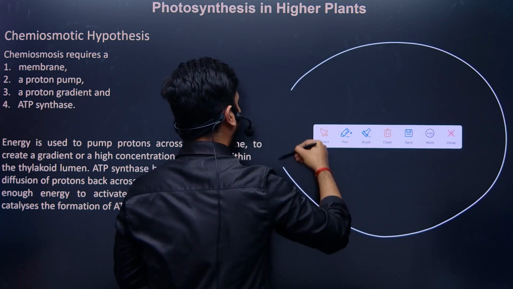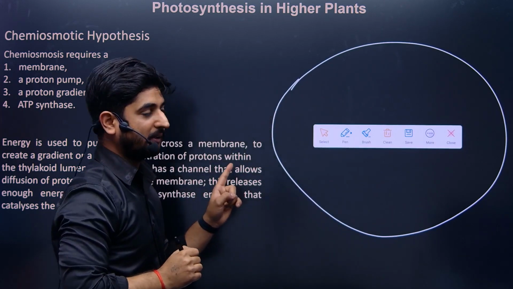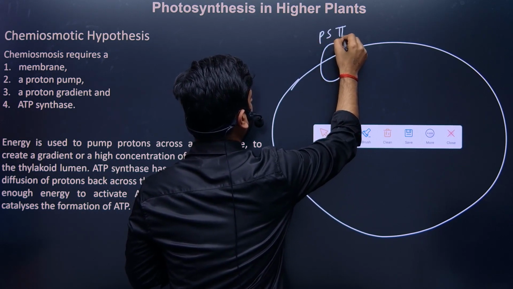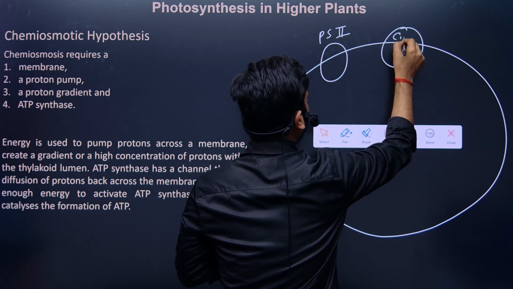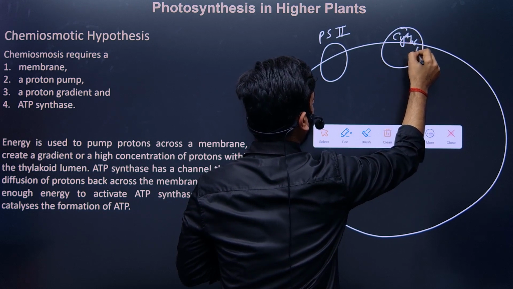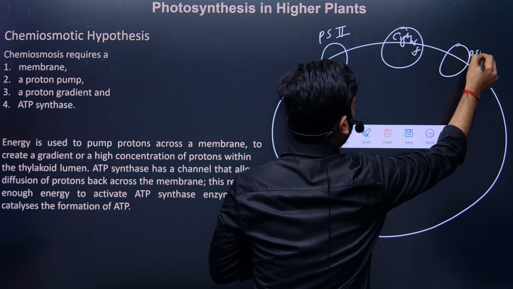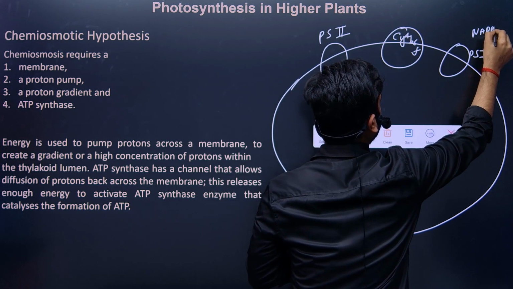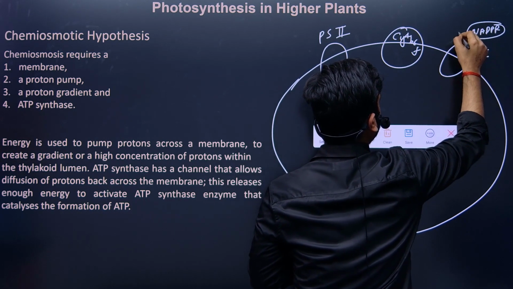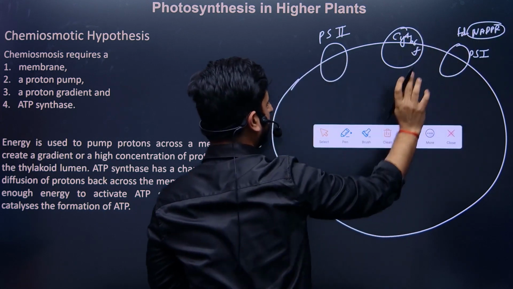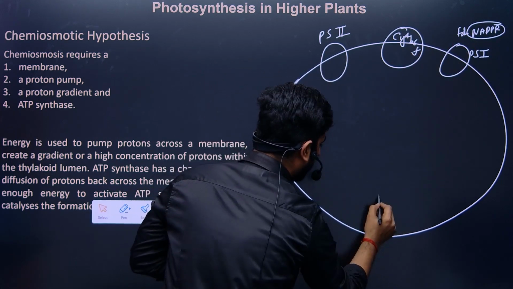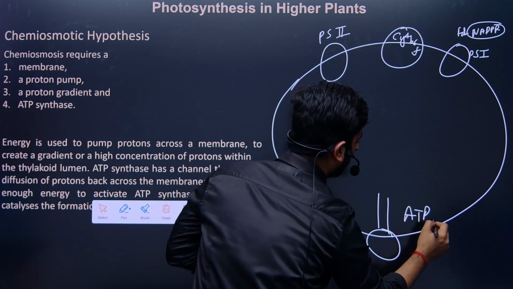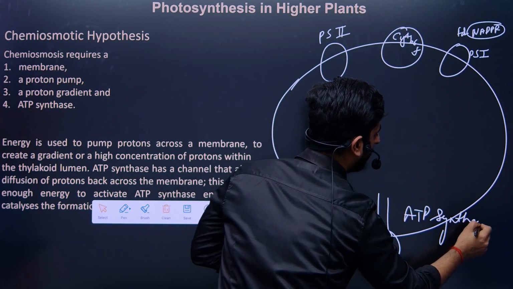So this is my thylakoid membrane, and this is my PS2. This is my cytochrome b6f, and this is my PS1. Here I have the NADP reductase enzyme. Ferredoxin NADP reductase enzyme is there. And here you have your ATP synthase.